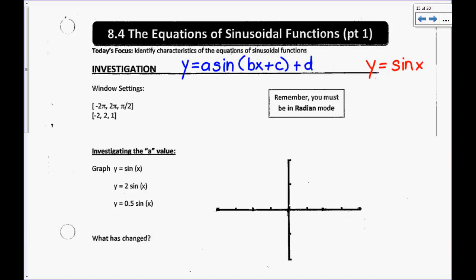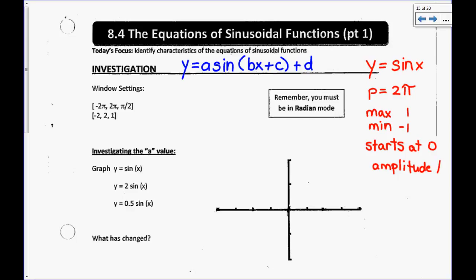We know the characteristics of the sine function are that its period is 2 pi, its maximum point would be 1, and its minimum point would be -1. It always starts at the origin, so it starts at 0, and the amplitude of this function, the distance from the midline to the maximum point or the midline to the minimum point, would be 1. These are the basic characteristics of the regular sine function.